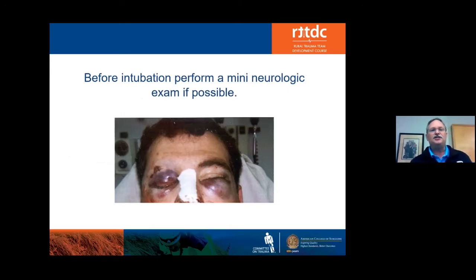If possible, do a mini neurological exam. It might be just as simple as, hey, how are you? What's your name? Do not delay intubation to do this. But if you're able to do it quickly, then it will be helpful for the receiving team to know whether they were awake before the intubation, or obtunded, or completely unresponsive. This is information that the receiving hospitals are going to want to know.